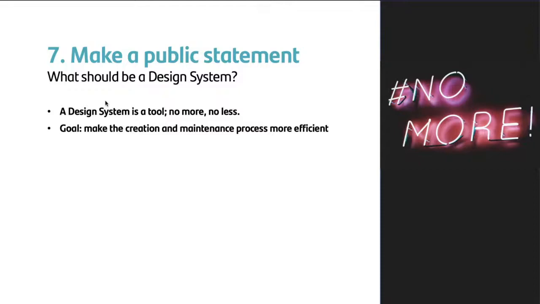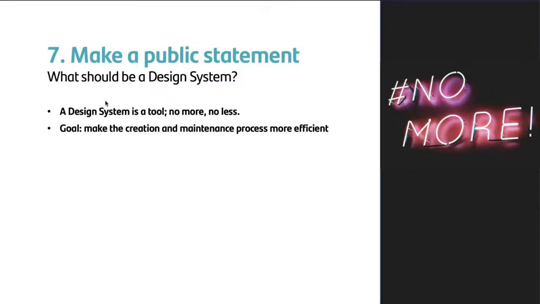The first public statement is about defining what should be a design system. For me, a design system is a tool, no more, no less. That means that a design system has to have one clear goal: make the creation and maintenance process more efficient. That's it. That means that probably you are going to read lots of books and articles about design systems that tend to make the design system like the silver bullet that solves all your problems. Unfortunately, that's not the way it works. A design system is a tool, a very powerful tool, but just a tool.